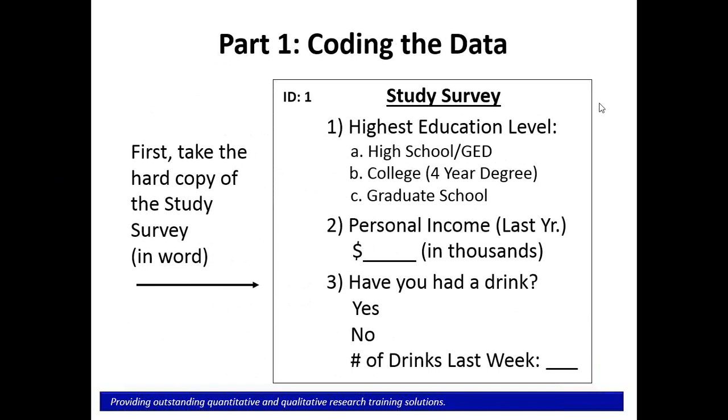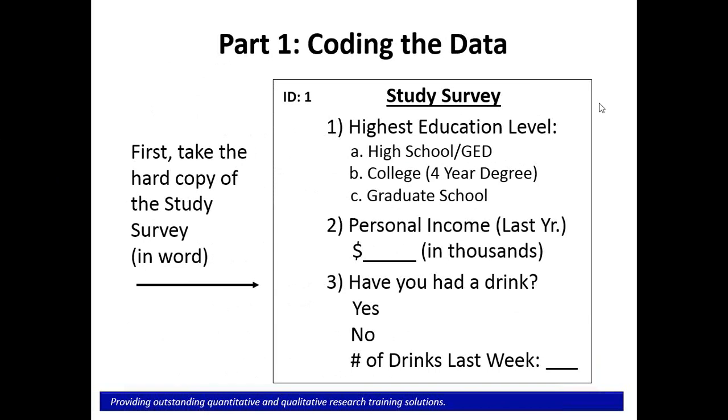So the first item is highest education level. So that's item 1. And then you can see the possible responses below, which are A, high school GED, B, college 4-year degree, and C, graduate school. Then our second item is personal income, last year, and that's answered in thousands, and the person would just put the raw number, their personal income. The third item is, have you had a drink? So actually that's short, and it's actually, have you ever had a drink of alcohol? And the answer is yes, no. And then the final item is number of drinks last week.